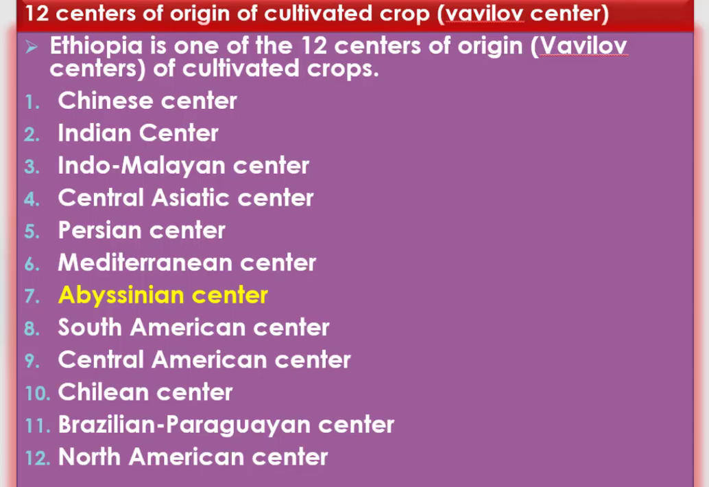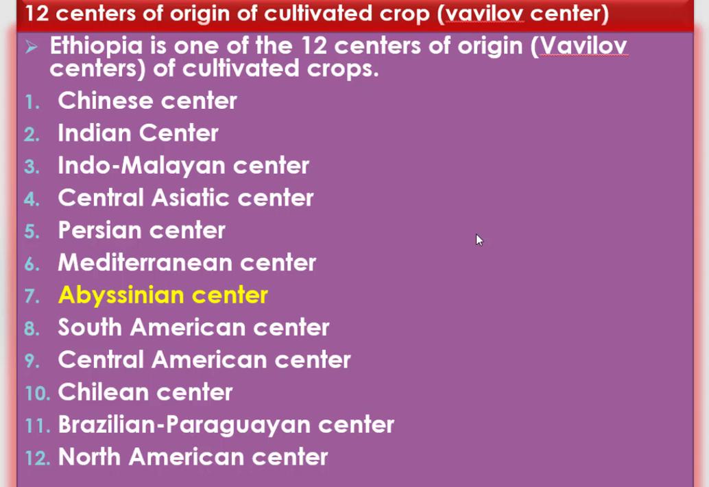The story of plant species richness does not end with wild plants in Ethiopia. There are 11 cultivated crop plants that make our country Ethiopia one of the 12 centers of origin of cultivated crop plants, or Vavilov centers.